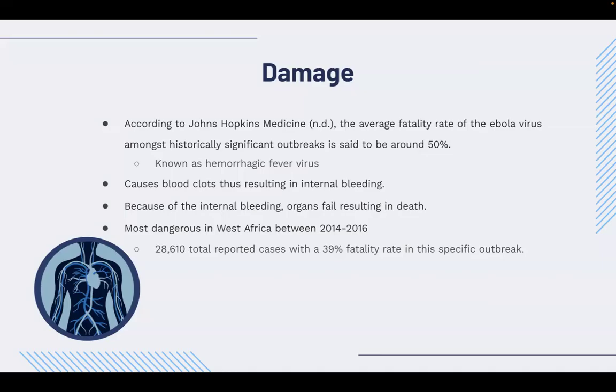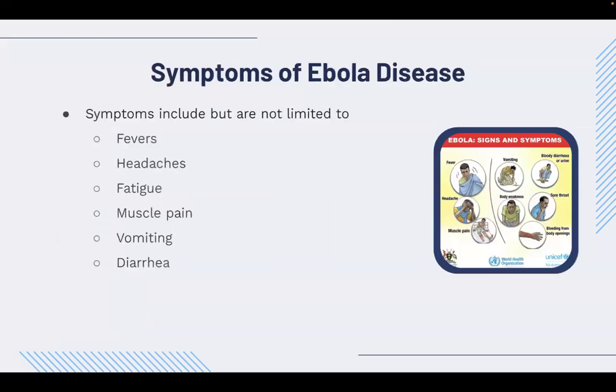Most dangerous in West Africa between 2014 and 2016. This was actually the most known outbreak, the outbreak that I felt like I knew when I was younger. And it had a 39% fatality rate amongst nearly 30,000 reported cases. Symptoms of the Ebola disease.